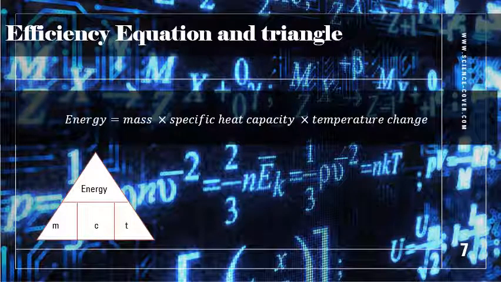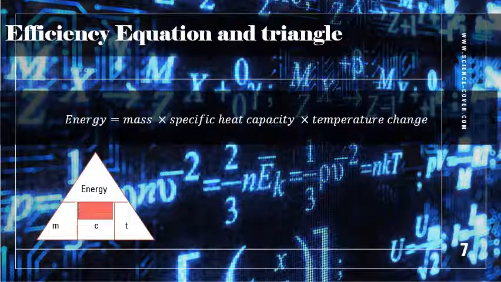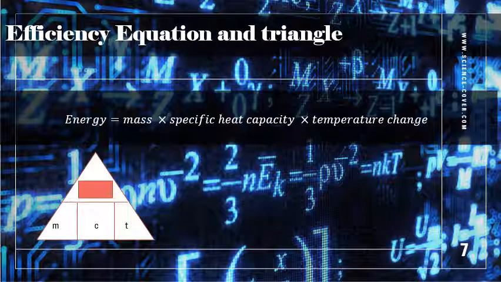The energy is related to the temperature change by the equation energy equals the mass times the specific heat capacity times the temperature change. We can place this into the equation triangle, which will help us rearrange the equation. Firstly, if we want energy, cover up energy in the triangle, and it leaves you mass times specific heat capacity times temperature change at the bottom.